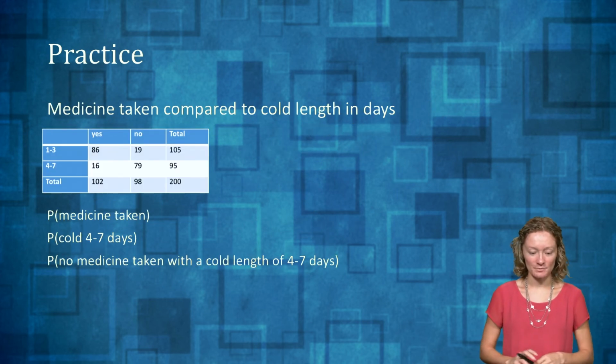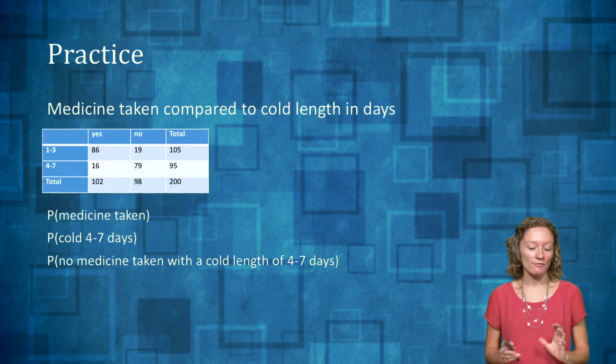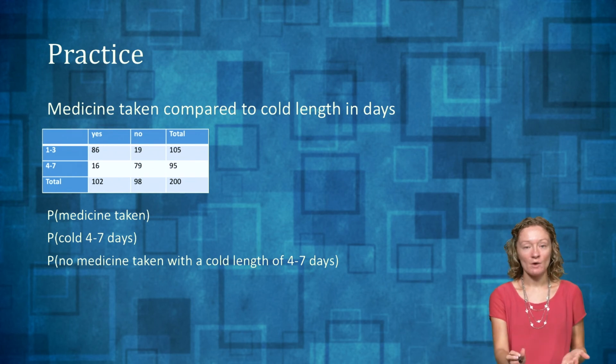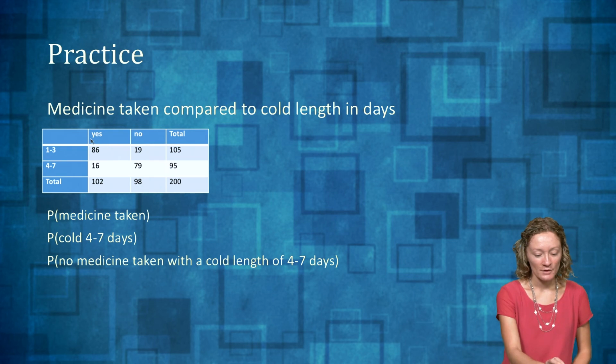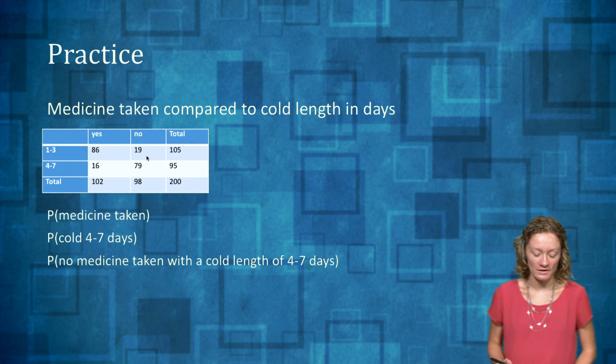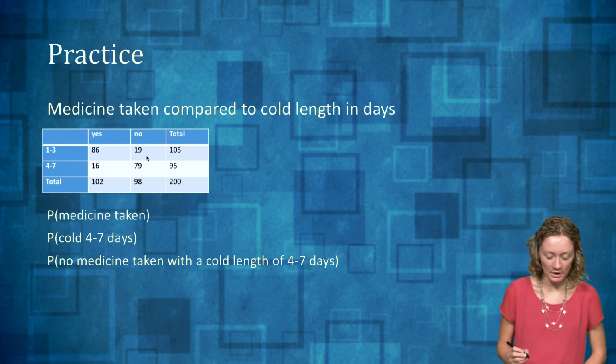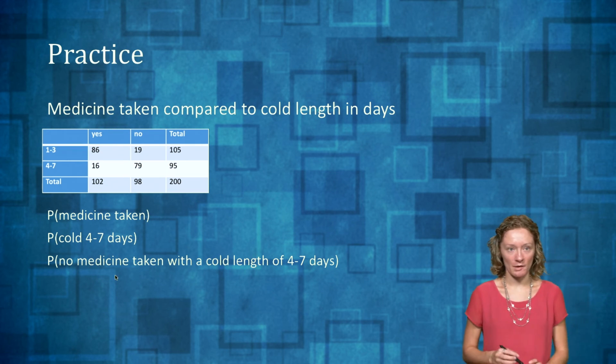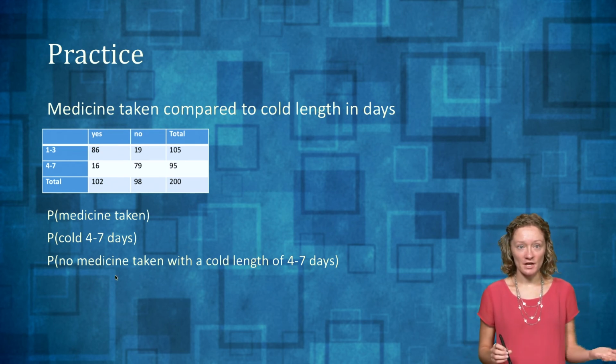Okay, one more practice problem. This is comparing if medicine was taken to how long someone's cold was in days. So we have information. There were some people that took medicine, had a cold length of this long, some that didn't. 19 had a cold length of 1 to 3 days, 4 to 7 days were 79. So we're looking for each of these individual probabilities. So go ahead, pause the video, give it a shot. Let's see if we're on the same page.